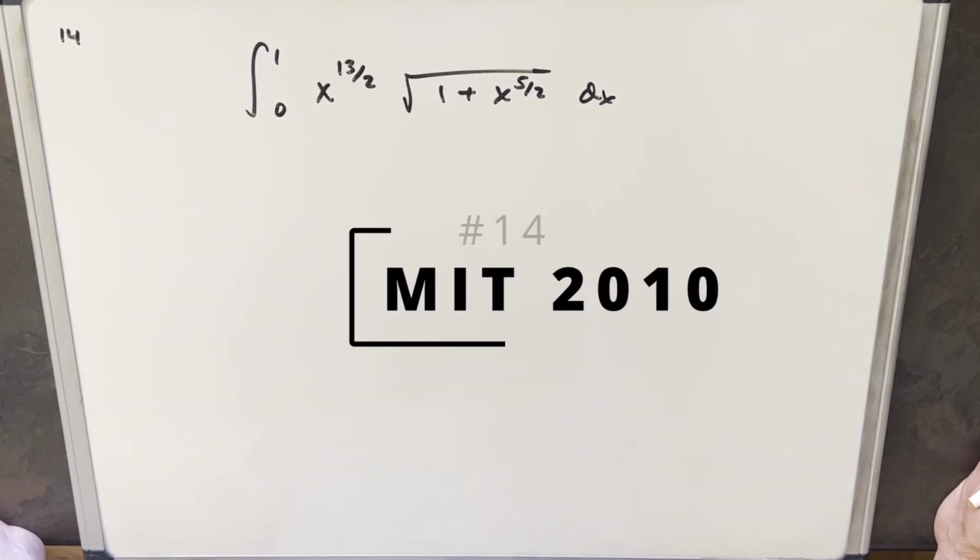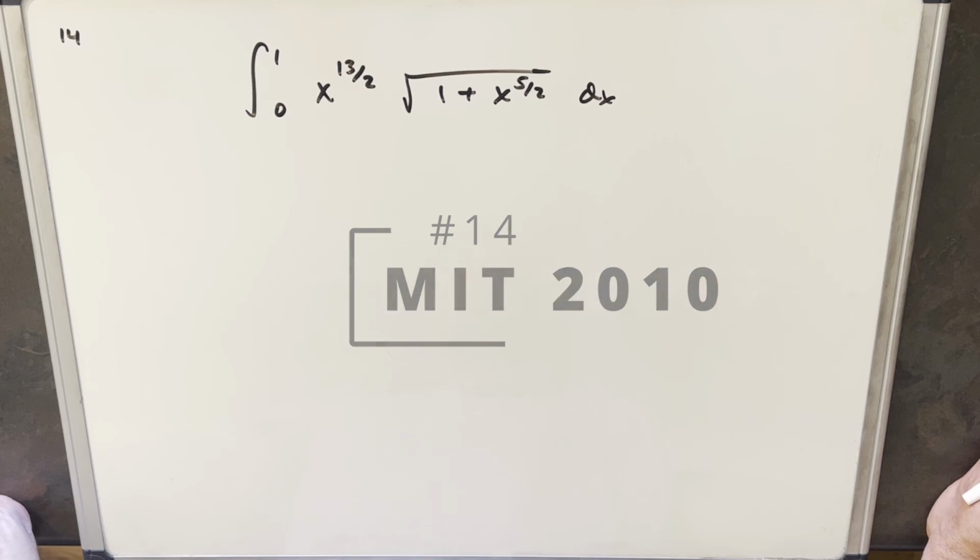Hey, we have here another integral today. This one's from MIT Integration Bee 2010, problem 14. We have the integral from 0 to 1, x to the 13/2 times the square root of 1 plus x to the 5/2 dx.